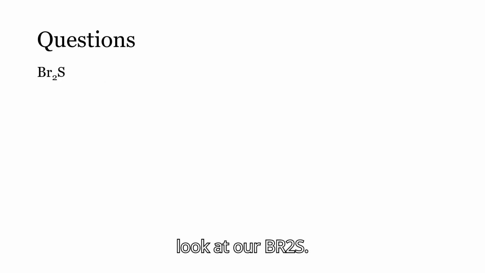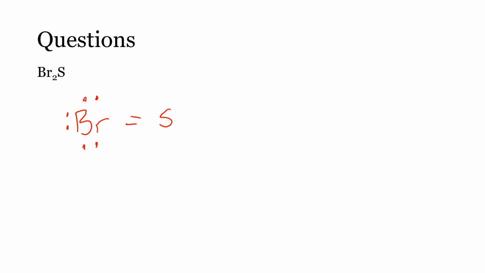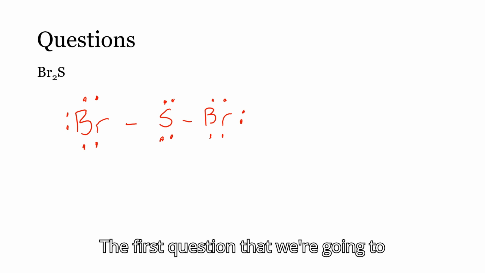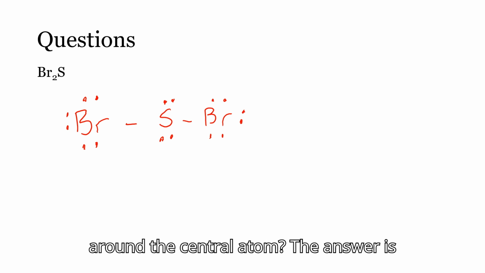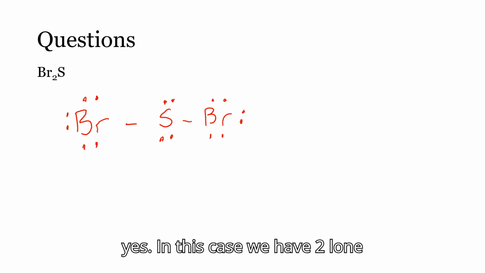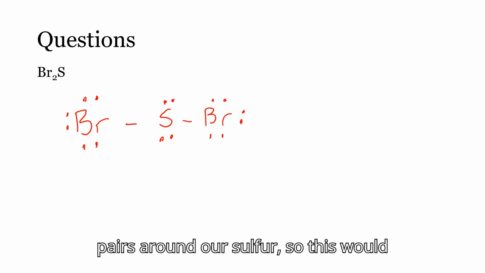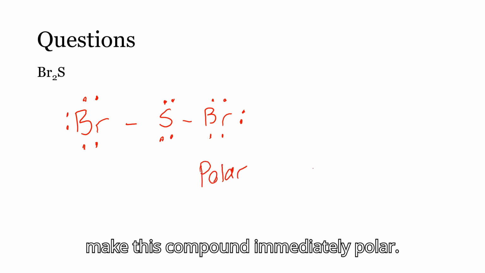Let's take a look at our SBr2. Drawing out our structure, the first question we're going to ask ourselves is, are there lone pairs around the central atom? The answer is yes. In this case, we have two lone pairs around our sulfur, so this would make this compound immediately polar.